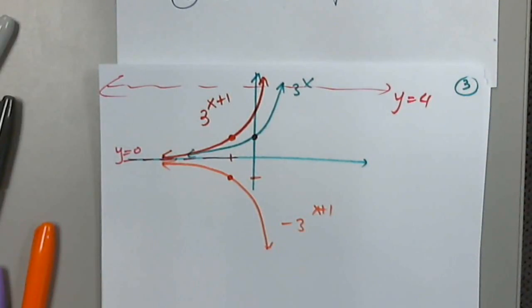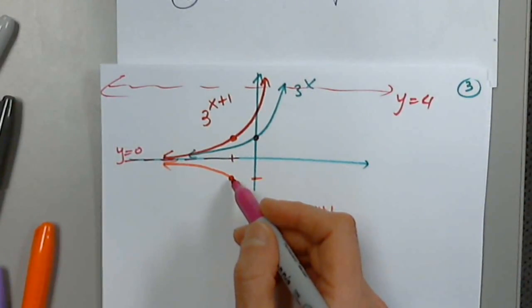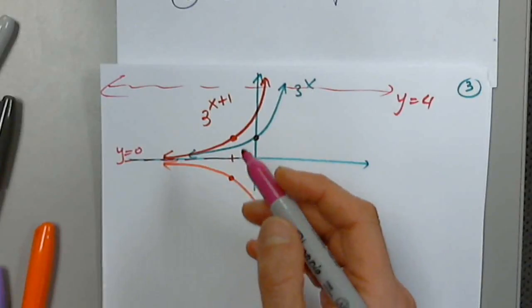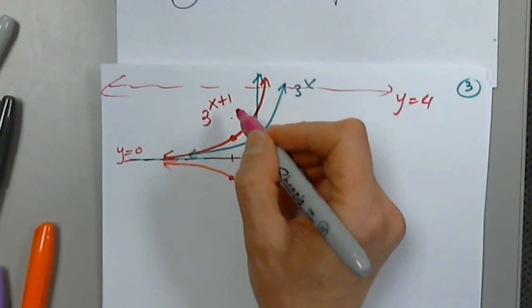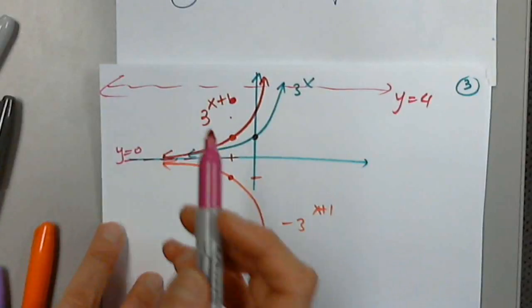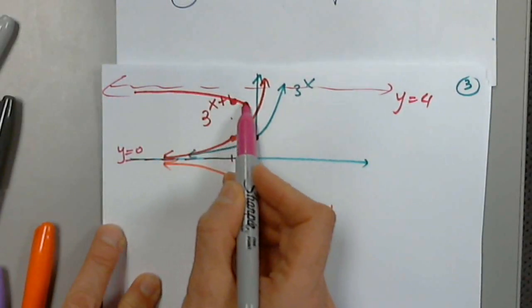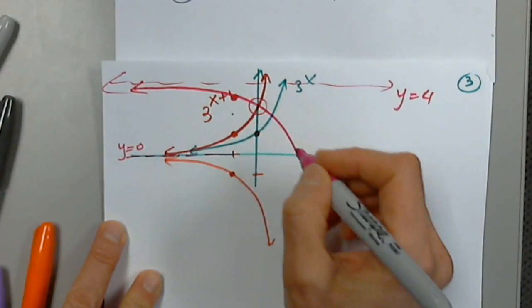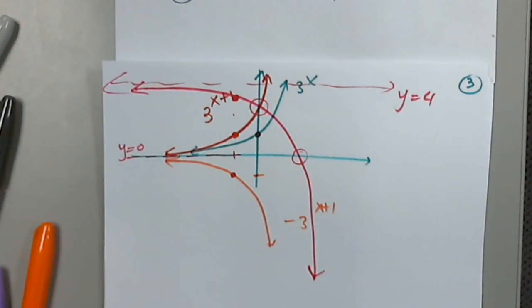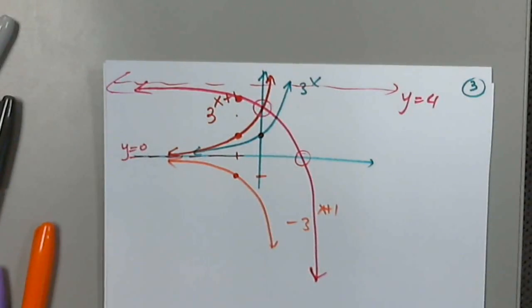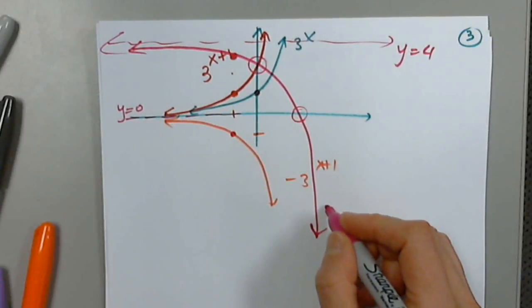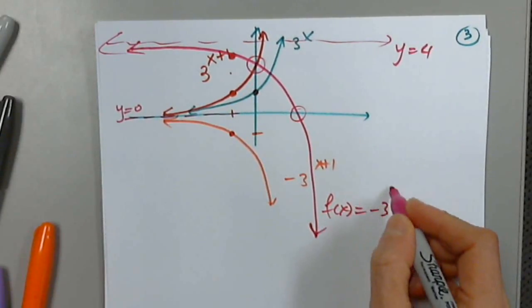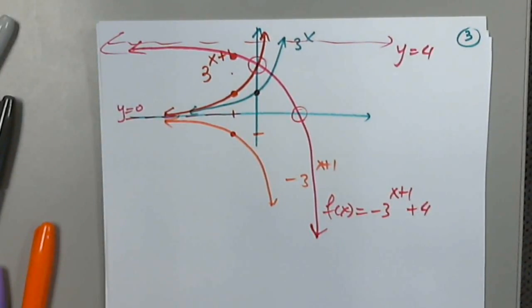And now where will I put my marker? 4 spots up. Right, 1, 2, 3, 4. So here is the final function. I do not know where it crosses the y-axis and where it crosses the x-axis. I have to investigate that, and we will when we get to solving equations. So this is the final function f of x, negative 3 raised to x plus 1 plus 4.